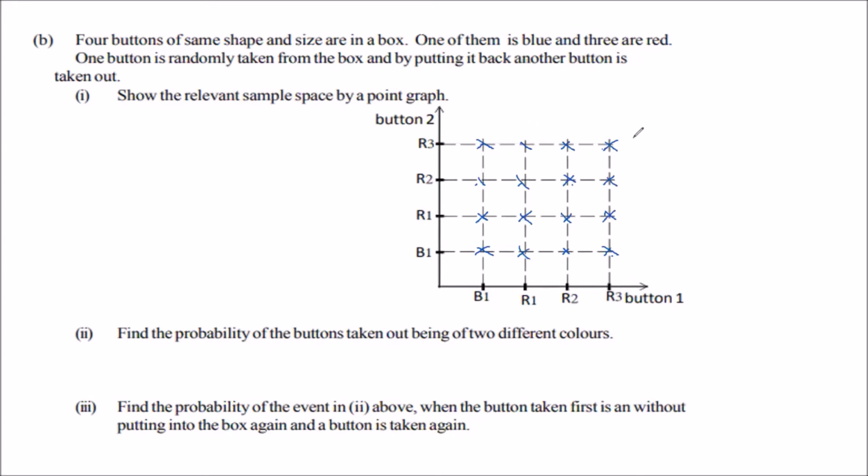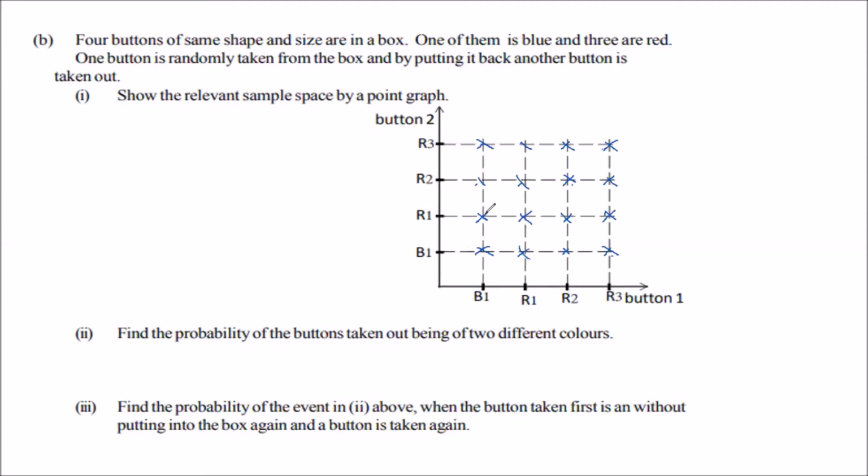Next one, find the probability of the buttons taken out being two different colors. What is the probability? Two different colors. 6/16. Okay, let's see. In the first one, both buttons are blue.